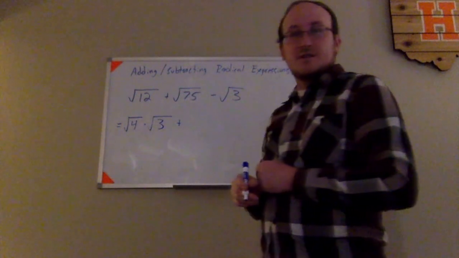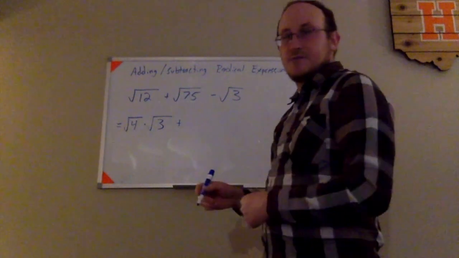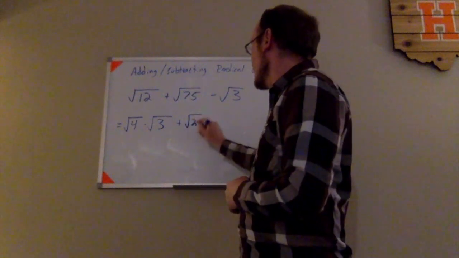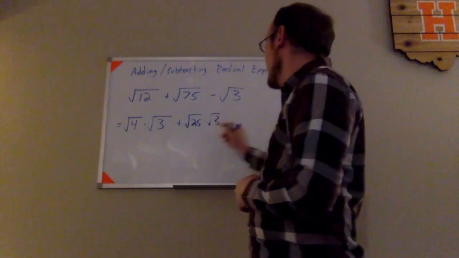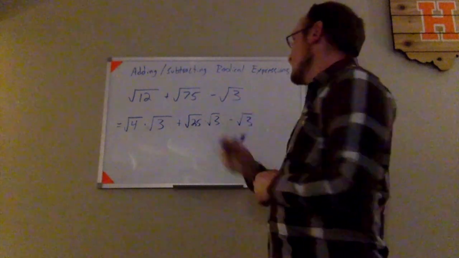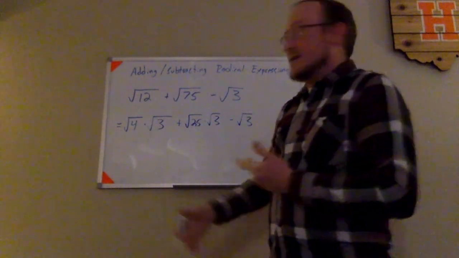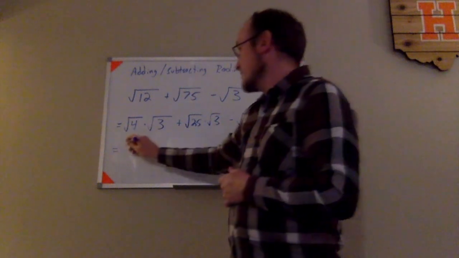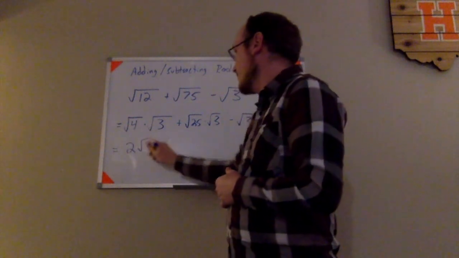75, I can do something very similar. 75 is 25 times 3. 25 is a perfect square. So I'm going to separate it as the square root of 25 times the square root of 3. And then I just have minus the square root of 3. Now, continuing to work with this, the square root of 4 is 2. So this just becomes 2 square root of 3.